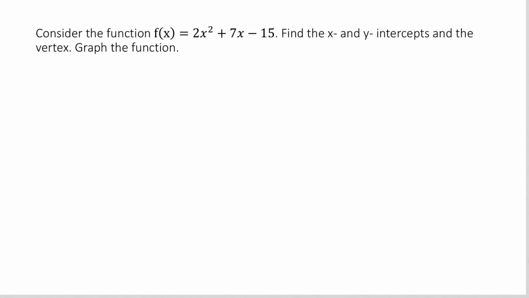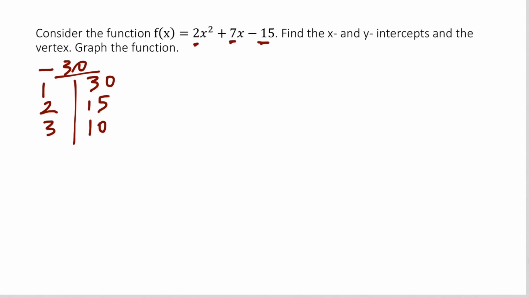So I've got a 2 times a negative 15. I have a negative 30. The ways to multiply to get 30 are 1 times 30, 2 times 15, and 3 times 10. So they need to add to give positive 7, so I do need to have a negative on the 3 here. So if I add this, negative 3 plus 10, I get 7. If I multiply, I get negative 30.